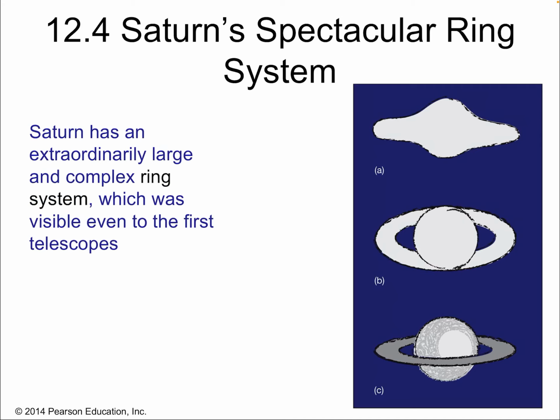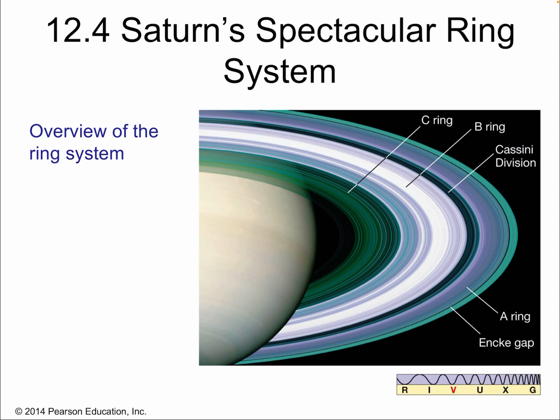Okay? So what about those spectacular rings? Well, Saturn has an extraordinarily large and complex ring system, which was visible even to the first telescopes. As I mentioned, Galileo, with one of the first telescopes, saw the rings. They were that visible, right? So we can see, even with very rudimentary telescopes, that the planet has an unusual shape with large lobes. As we improve the resolution of the telescope, we can clearly see that there's spacing in those lobes. And then eventually, when we get nice images, we can see that really it looks like a ring. The rings are incredibly thin. They have very little thickness to them, but they're very wide, okay?